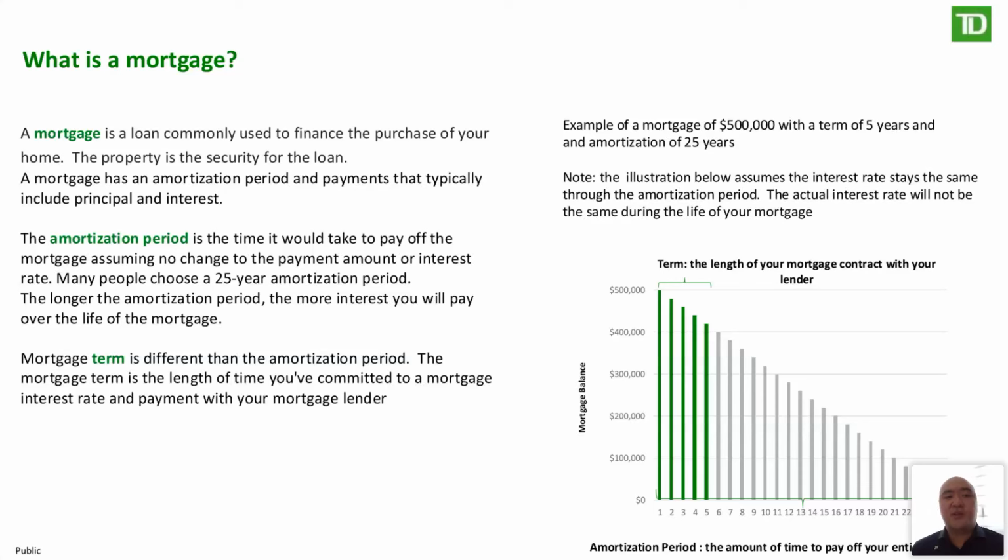So what is a mortgage? A mortgage is a loan commonly used to finance the purchase of your home, right? The property is secured for the loan, meaning it's used as collateral, pledged against the loan in case there's default or anything on the property. The lender is able to recoup losses through foreclosure on the loan. So it's a secured form of lending.